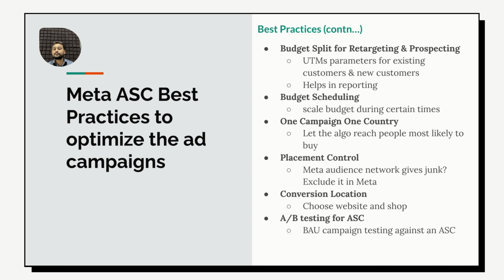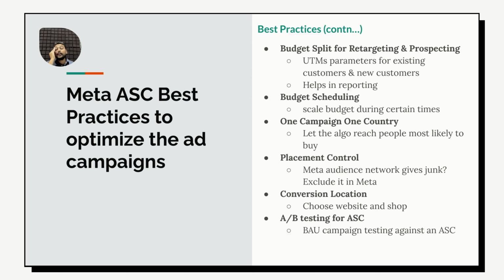And if you want to, or 10% or just 5% or 1% also, or if you want to go completely retargeting, give 100% as a budget cap. So next, one campaign, one country. Basically, advantage shopping campaigns let you choose country only, and it is a best practice that you use only one country for one campaign. That is because it helps you drive the algorithm in a better way to reach the people who are most likely to buy within that country.